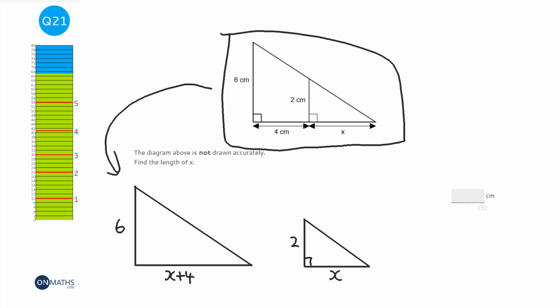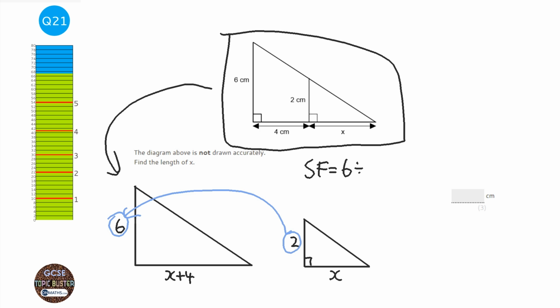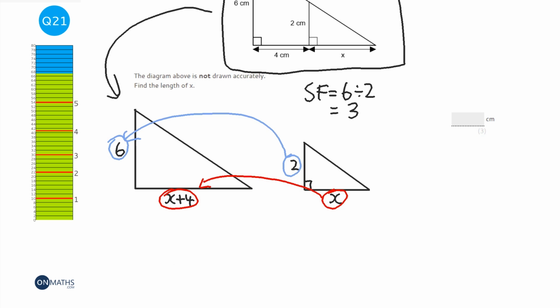Okay, so because they're an enlargement, we've got to work out the scale factor. So what do I times the 2 by to get to the 6? So the scale factor is going to be 6 divided by 2, always bigger divided by smaller, which is 3. So I times anything on the smaller triangle by 3 to get the length on the bigger triangle. So we've got x here, and what do I times it by to get to the new length? Well, I times it by 3. So I know that 3x is the same as x plus 4.